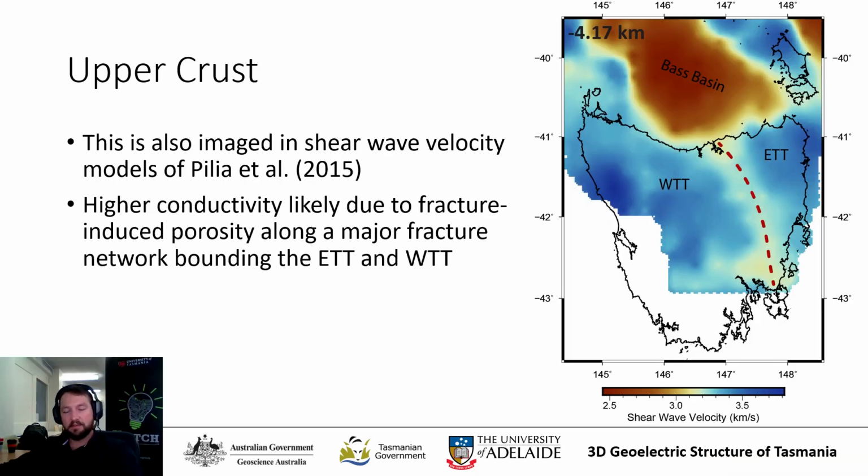You can see the Tamar conductivity anomaly manifests in other data sets, such as this shear wave velocity model from Simone Piglia. You can see it here as this arcuate region of low shear wave velocity. And the preferred interpretation for the Tamar conductivity anomaly, at least at upper crustal depths, is that it's just a highly fractured, highly sheared zone separating the East Tasmania and West Tasmania terrain. So elevated conductivity is likely due to fracture-induced porosity.